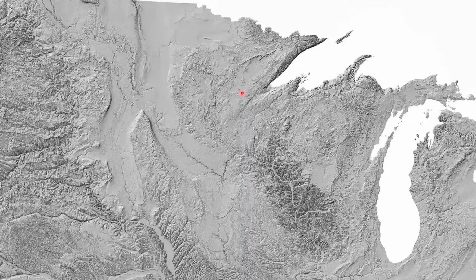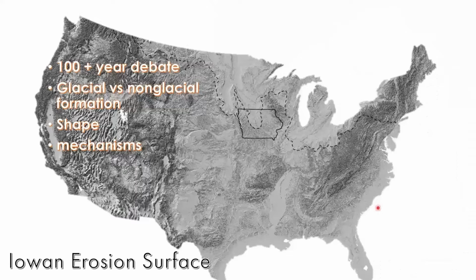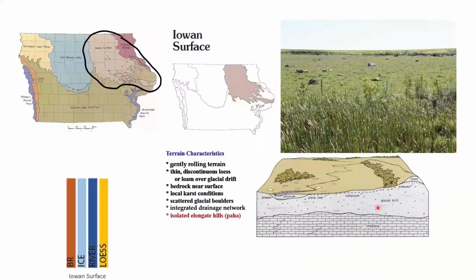And so you can see just how much glaciers have shaped this area. They slide in from the north and into Iowa, and from the east through the Great Lakes into states adjacent to us. And this Iowan surface, or it's more commonly called the Iowan erosion surface out of state, is a 100-year debate, and it's a debate between glacial and non-glacial influence and processes. The mechanisms haven't really been understood, and the shape of it is pretty interesting too.